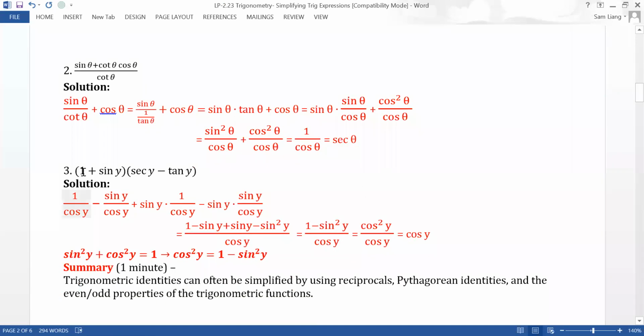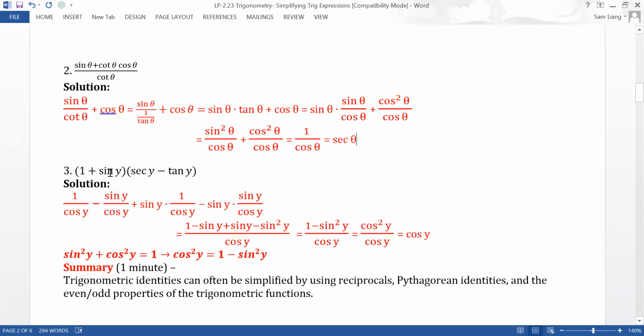Okay. So here we have 1 plus sine y times secant y minus tan y. Okay. So we're just going to FOIL this. We get 1 times secant, which is secant, so I rewrite that as 1 over cosine. 1 times tangent is tangent, right? But it's minus, so it's minus tangent. Tangent can be rewritten as sine over cosine. So that's what we have there.